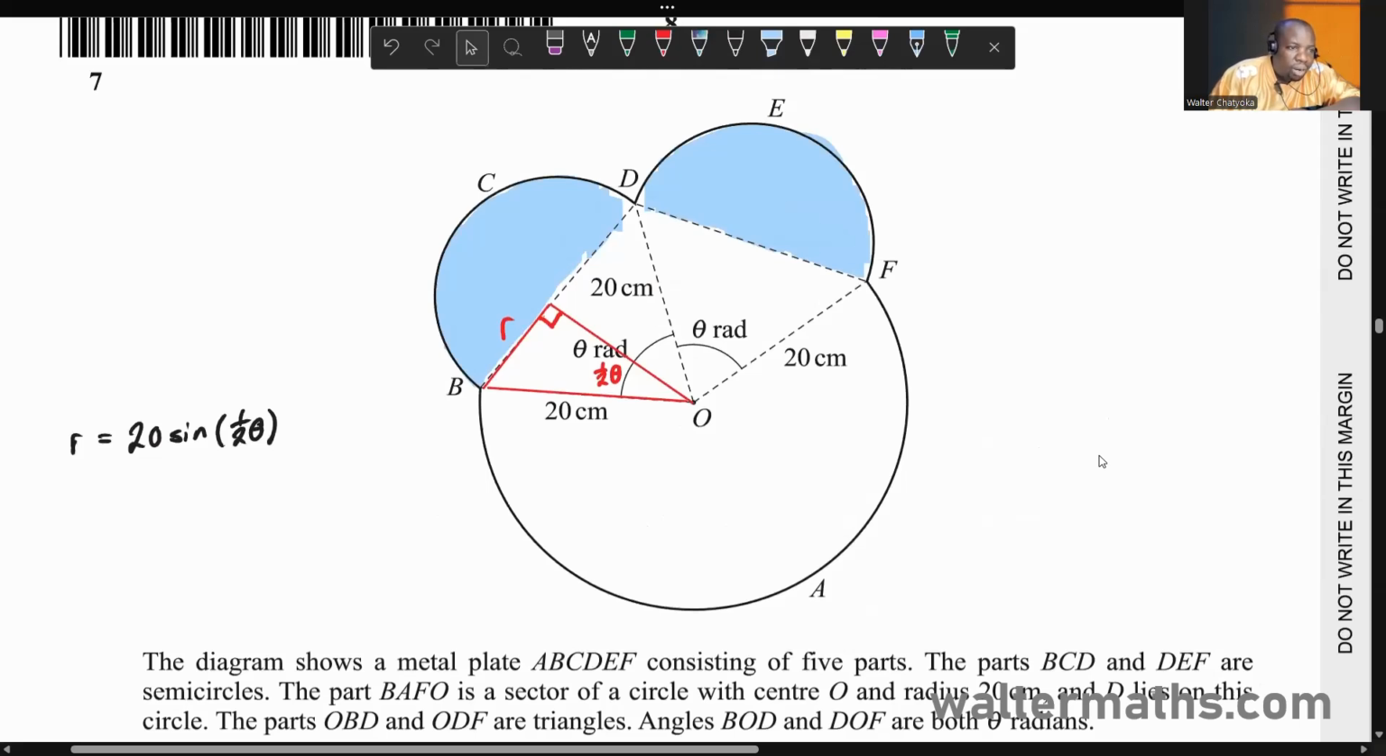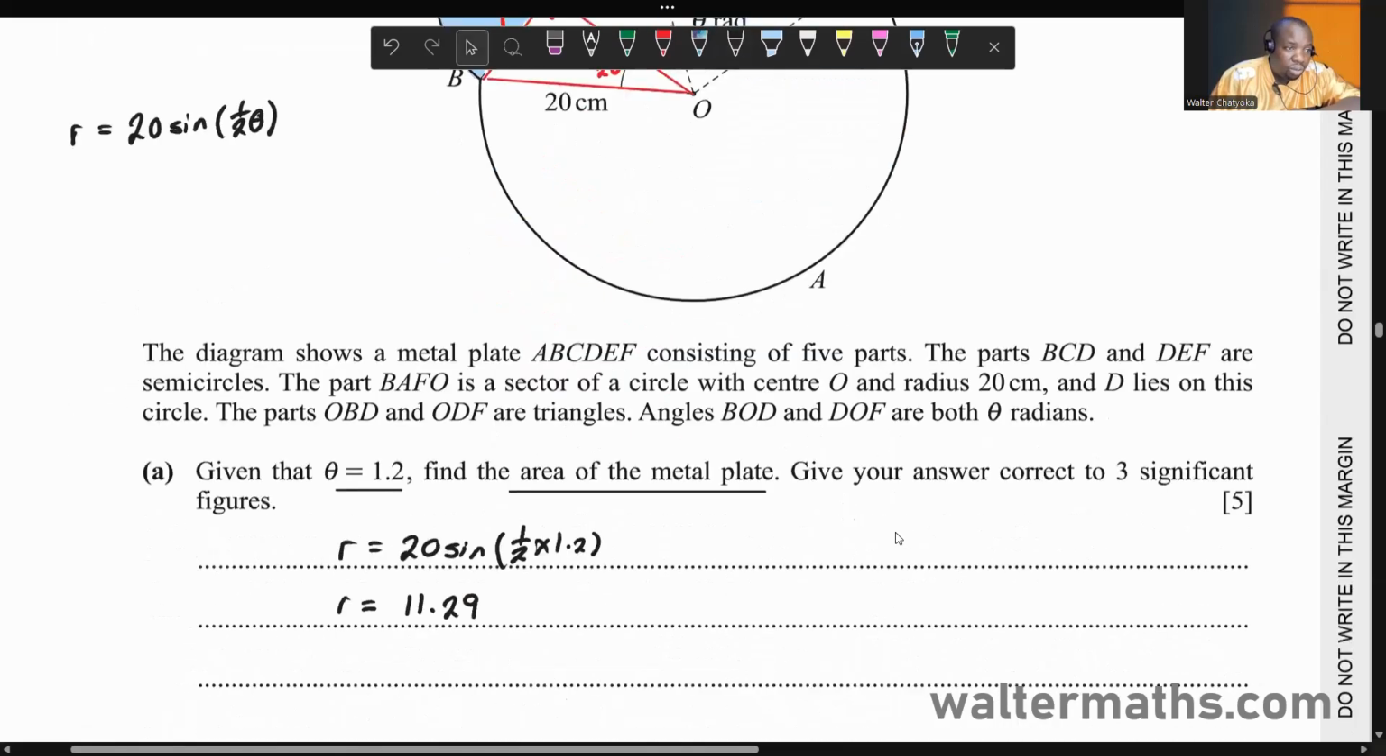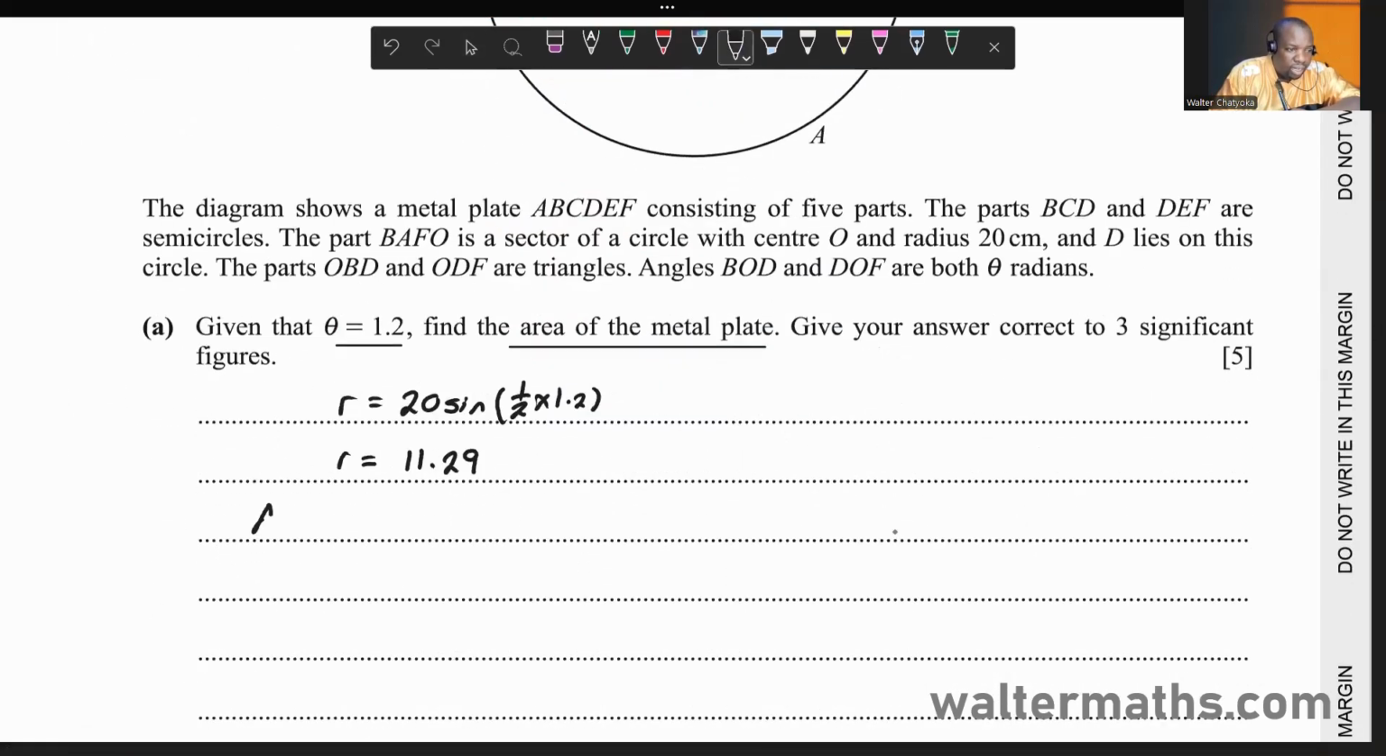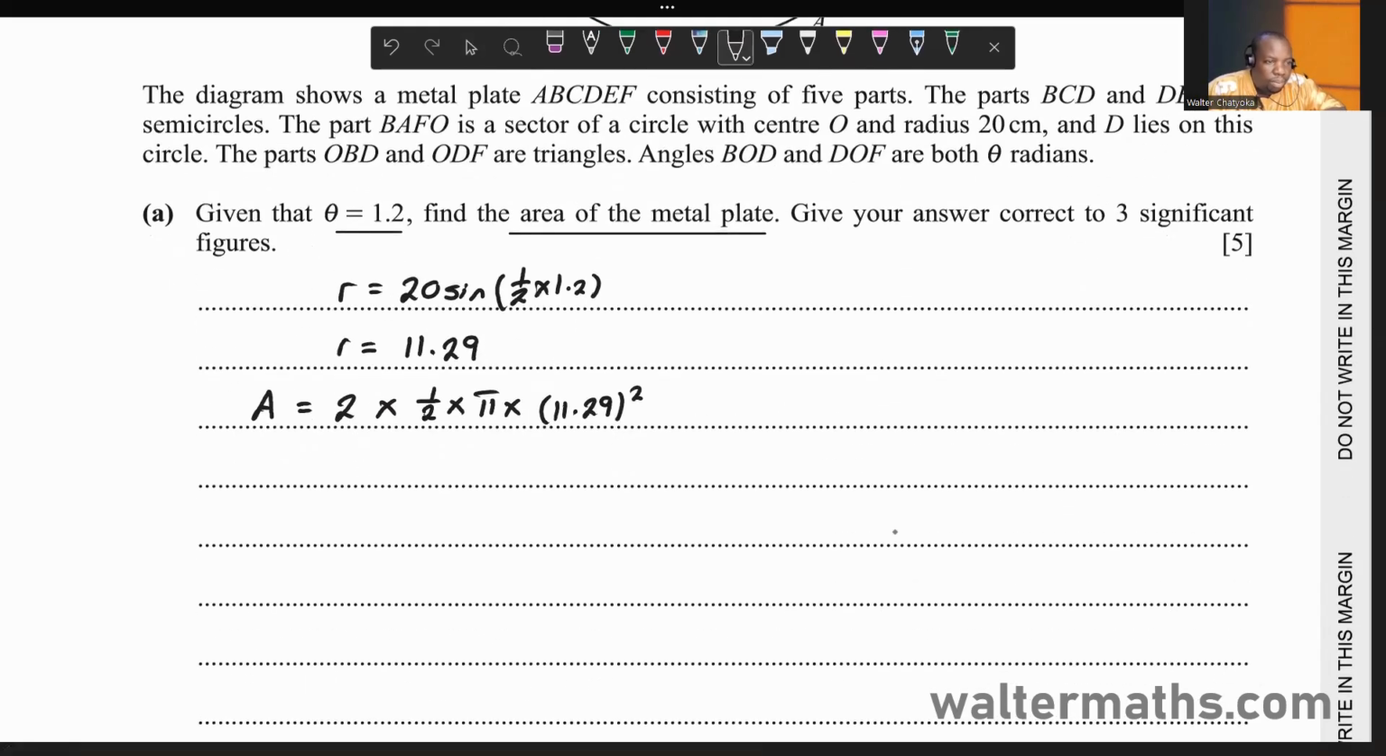So we can now find the area of the two semicircles by saying area is equal to, and we have two of them, so that's 2 times, and they are semicircles, so that's half times pi times the radius squared, which in this case is 11.29 squared. So that's how we find the area of the two semicircles. That's going to be plus.